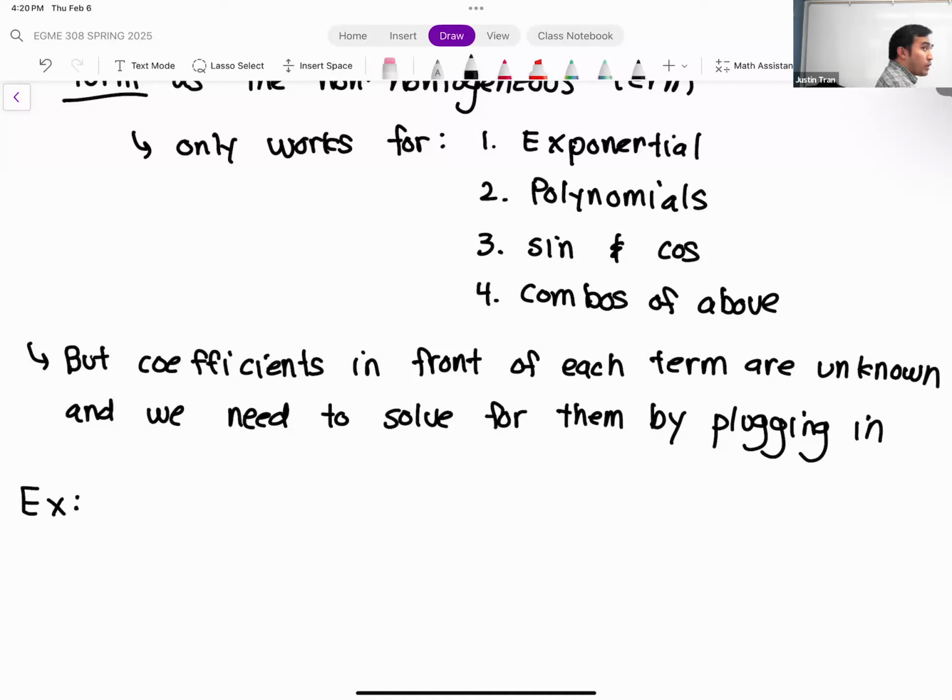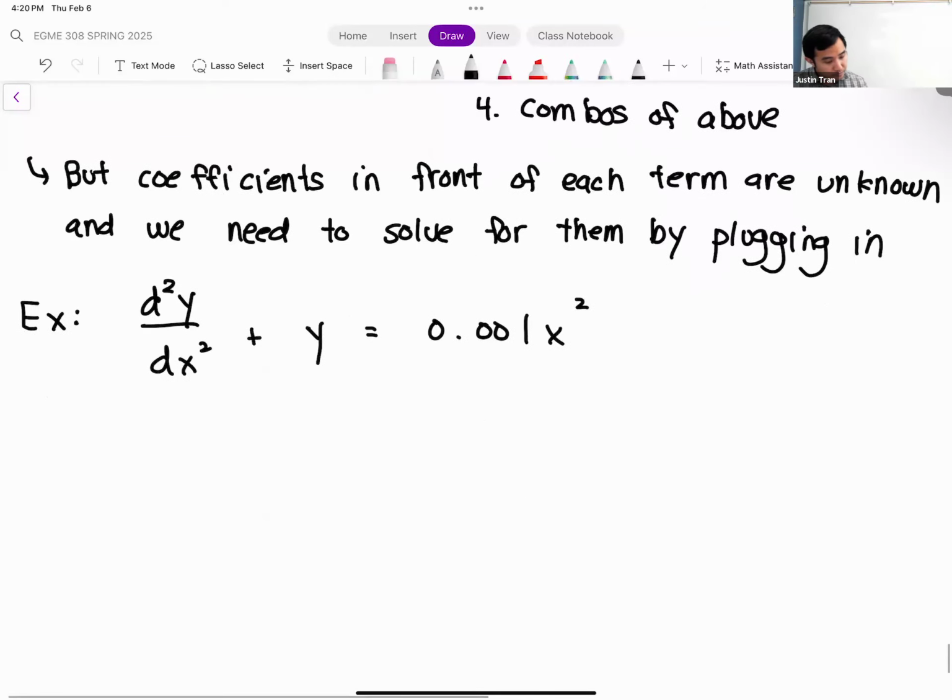For this one, we're going to solve for the full solution, so you'll see the whole shebang. You're going to see me solve the homogeneous part and then the particular part. All right, so let's say we have d squared y over dx squared plus y is equal to 0.001 x squared. This one doesn't have any initial conditions, but I think we'll factor that in.